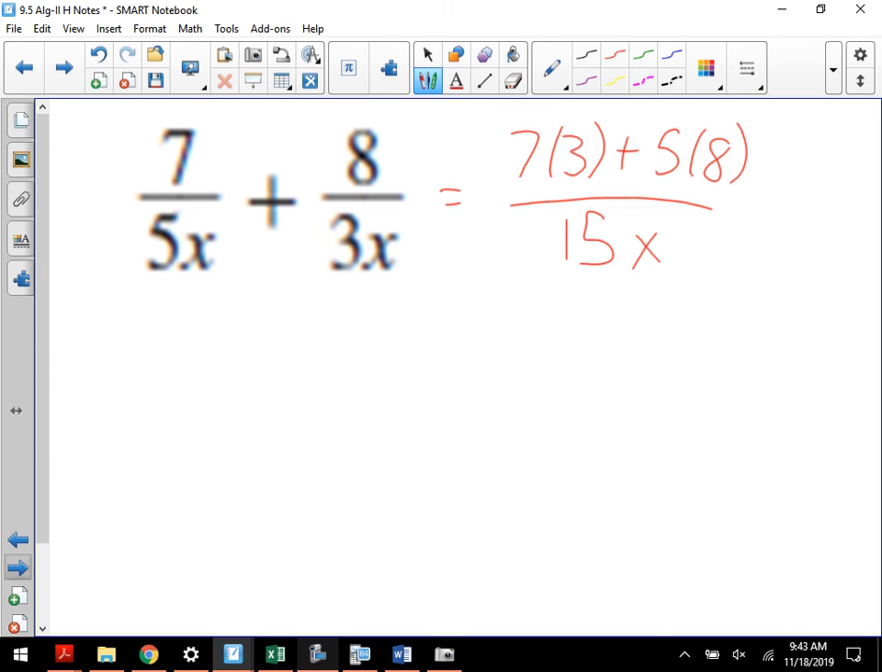What's 21 plus 40? Yes, sir. That previous problem with the 3x squared plus 10x minus 30, could you draw 3 out of the top? Can you get a 3 out of 10? No. I mean, you can, it's just not going to work.